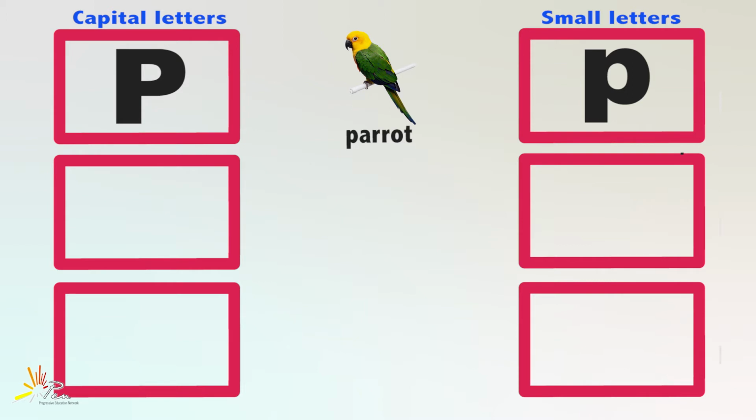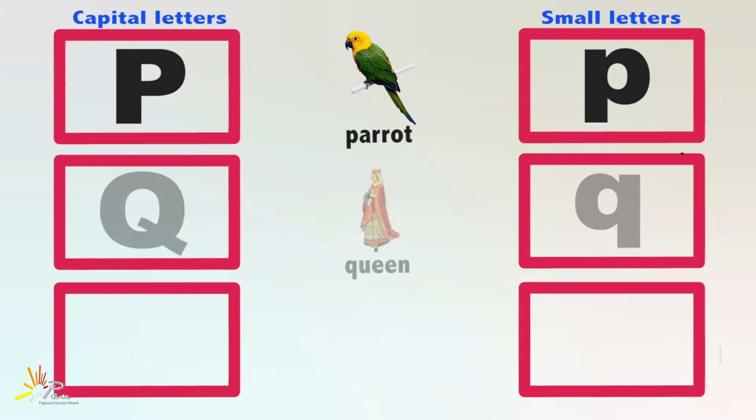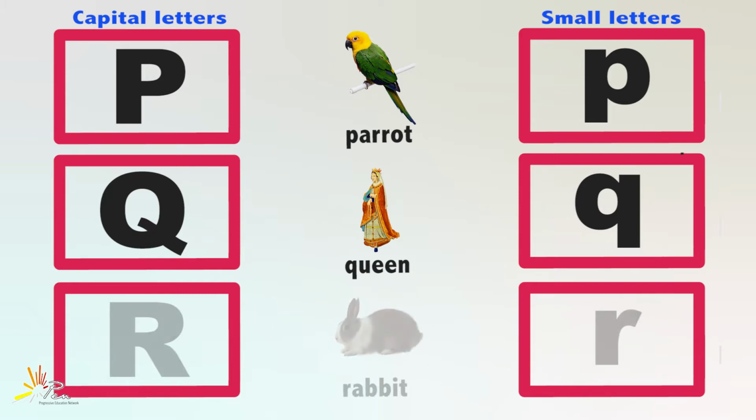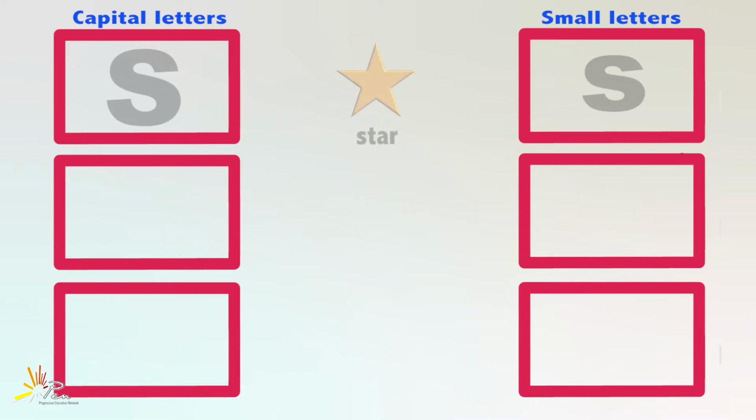P for parrot. This is capital P and that is small p. Q for queen. This is capital Q and that is small q. R for rabbit. This is capital R and that is small r. S for star. This is capital S and that is small s.